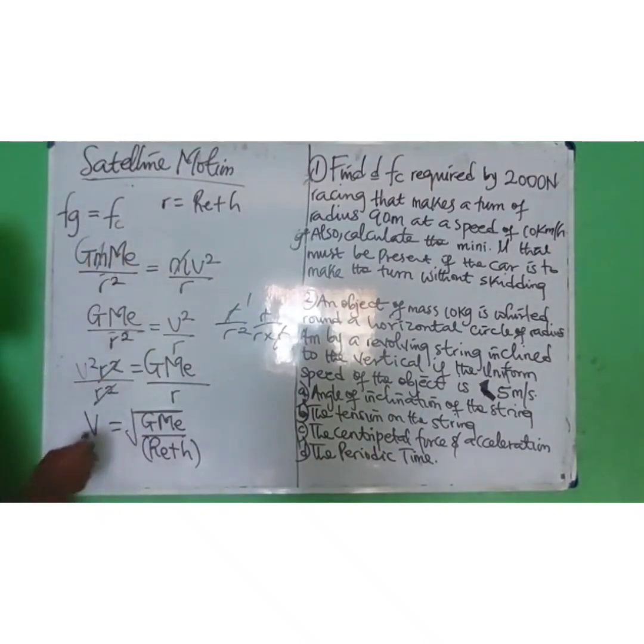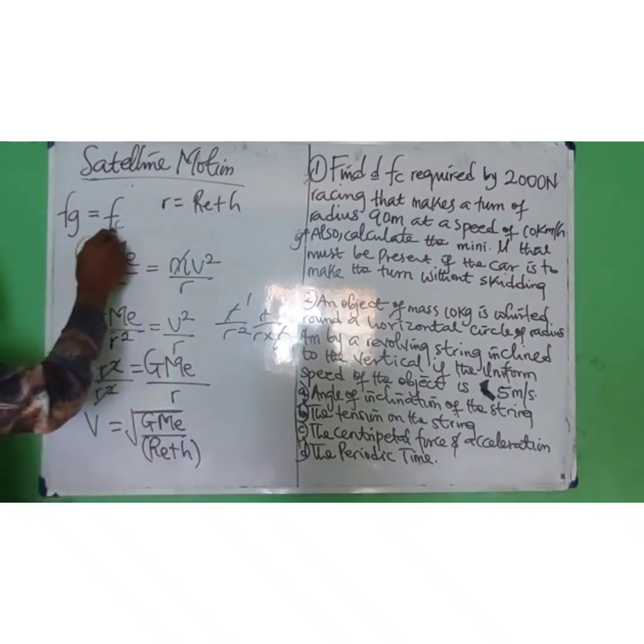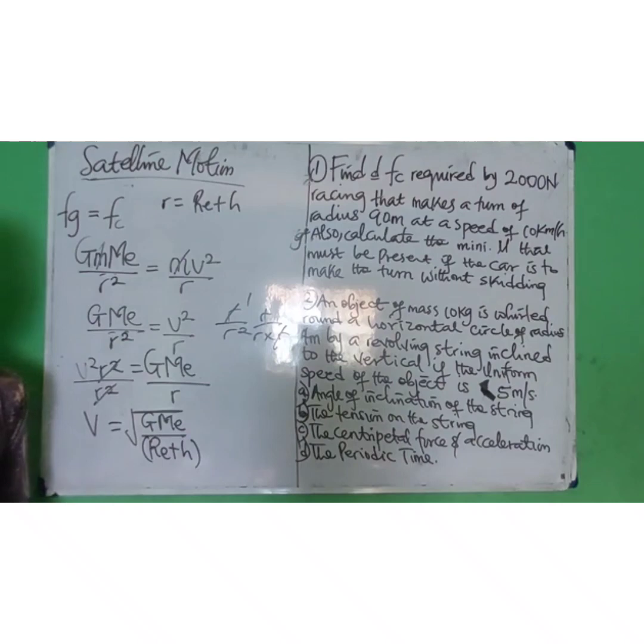So it means that for a satellite to maintain its circular motion, the gravitational force must be equal to what? The centripetal force. So please take note of that.